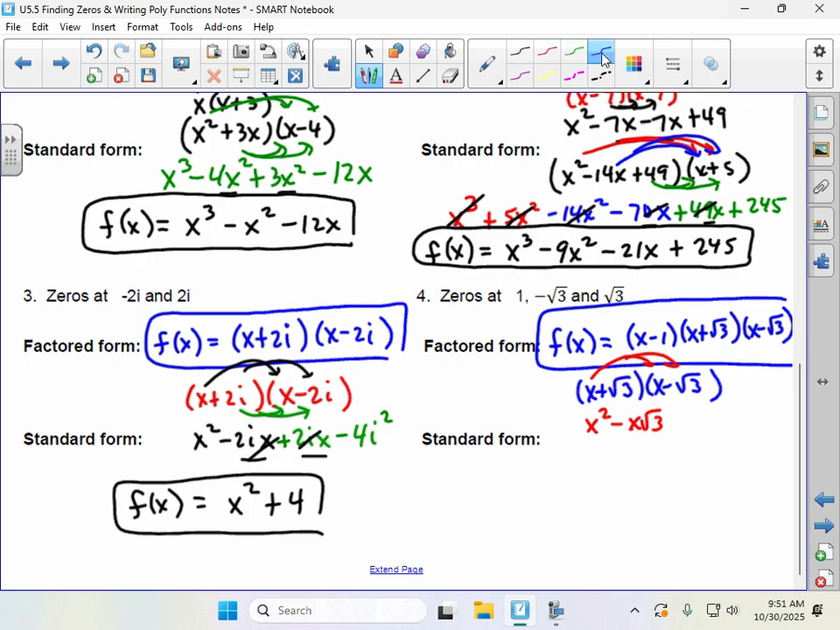Okay, then we'll do the same thing for the radical 3. We'll distribute that over. So radical 3 times x is plus x rad 3. And then radical 3 times negative radical 3 is minus radical 9. Okay, so make sure you put that negative on the outside. All right, now we can combine like terms. Now the middle terms are going to cancel out.